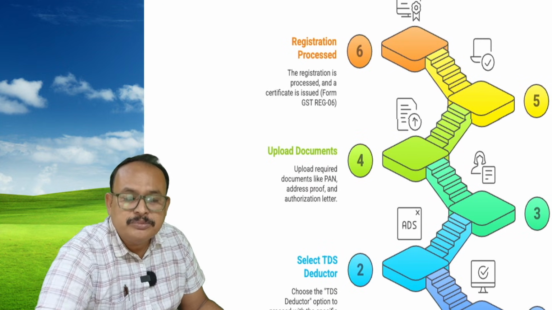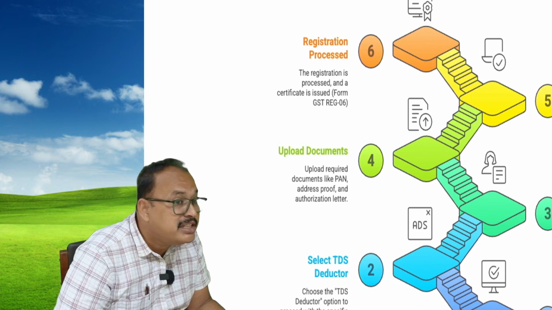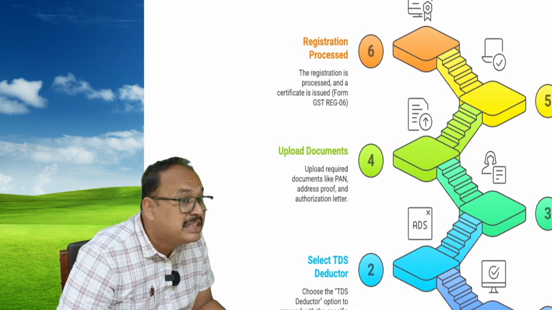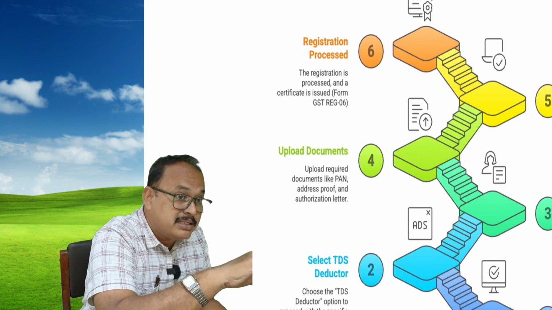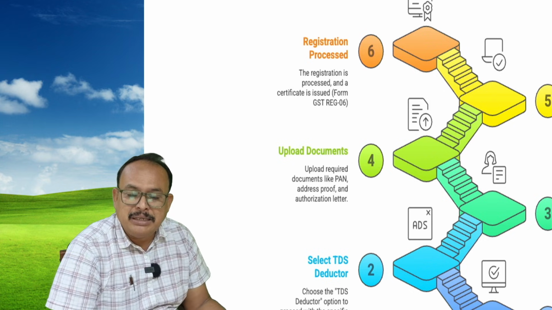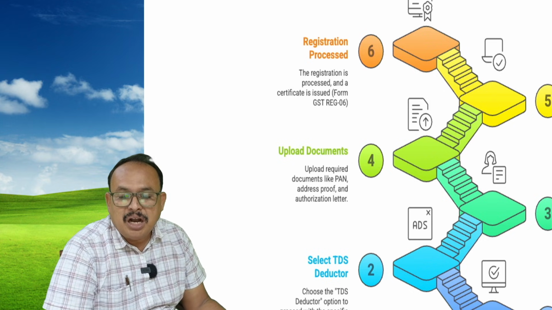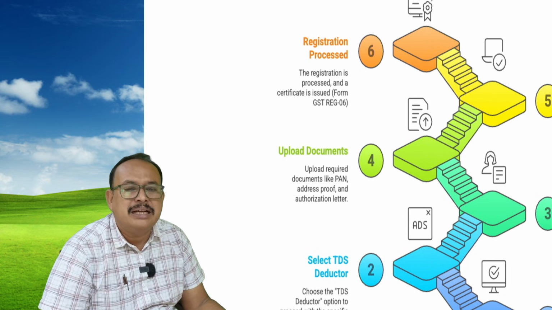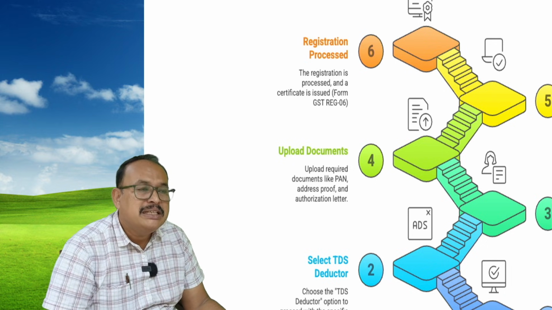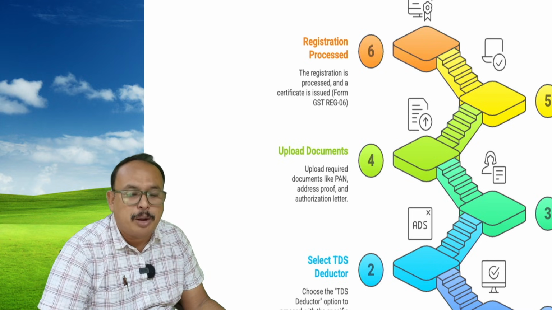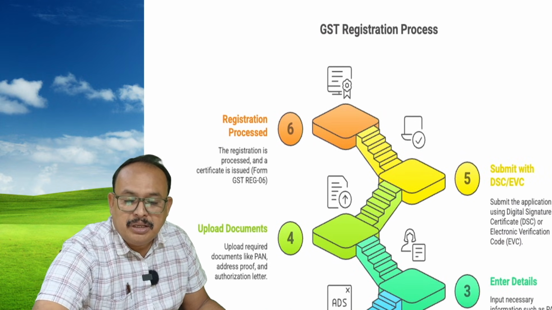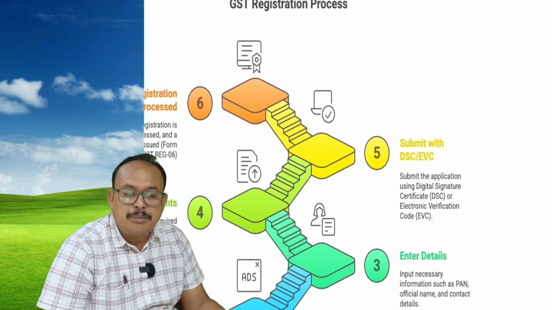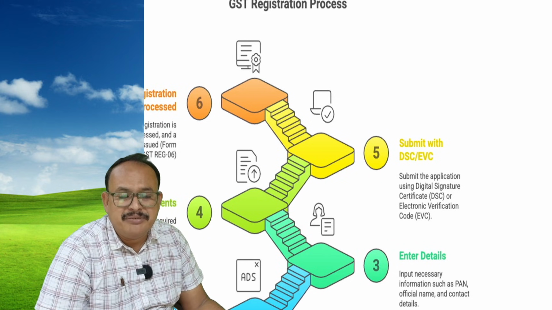Step 4. Mention form GST REG 07, the application for registration, which is common for TDS and TCS. Upload the documents of the PAN number under whatever information you have given. It should be supporting documents; a scanned copy should be uploaded. Thereafter, submit.